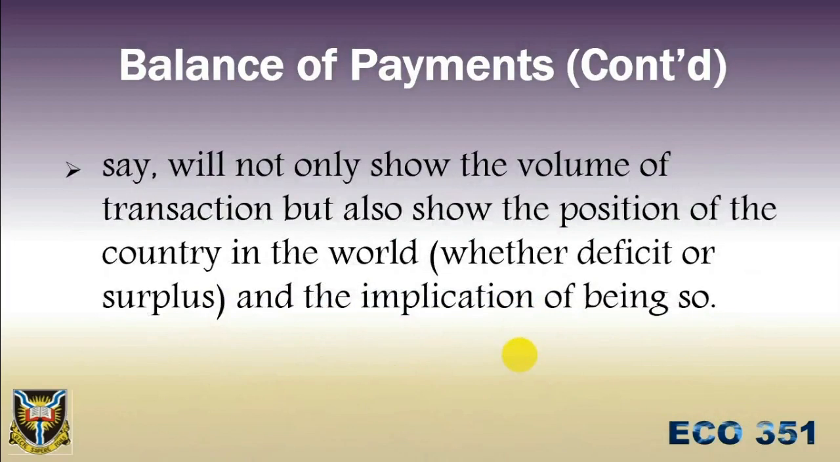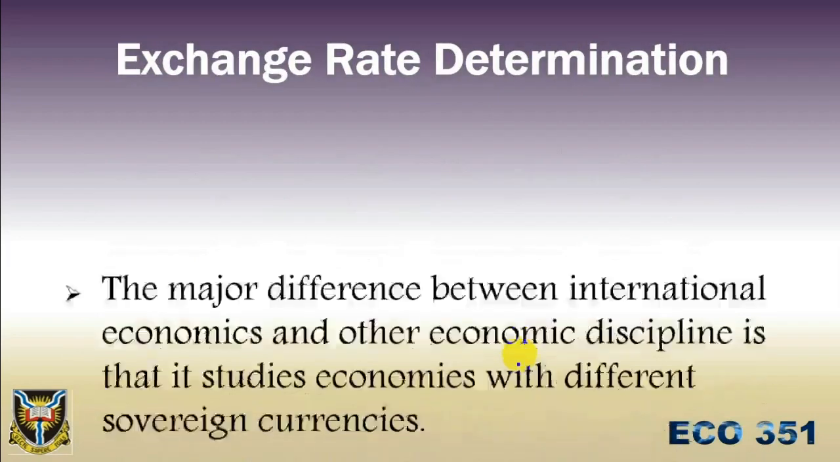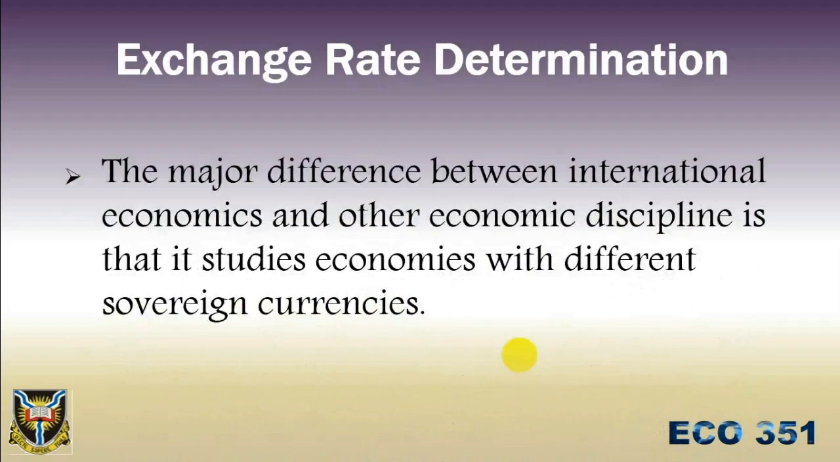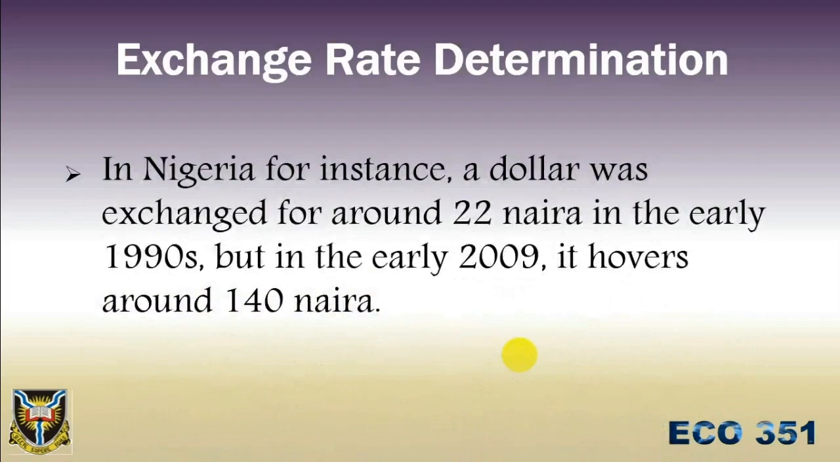Exchange rate determination. The major difference between international economics and other economic disciplines is that it studies economies with different sovereign currencies. In Nigeria, for instance, a dollar was exchanged for around 22 naira in the early 1990s, but in early 2009, it hovers around 140 naira.